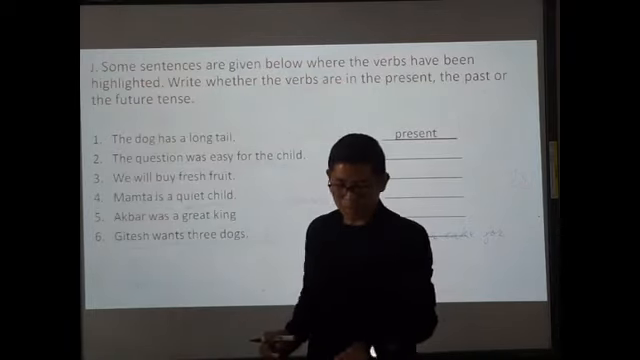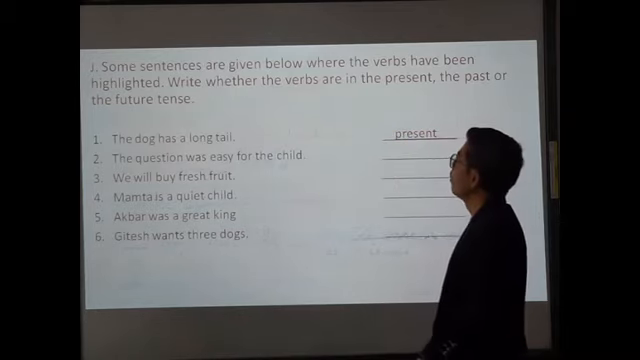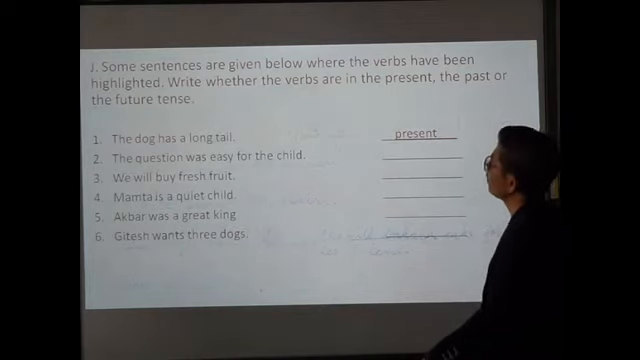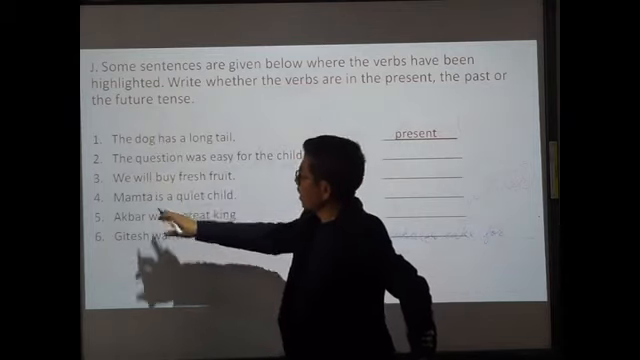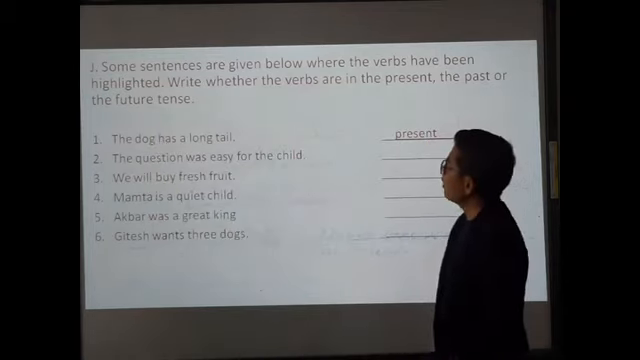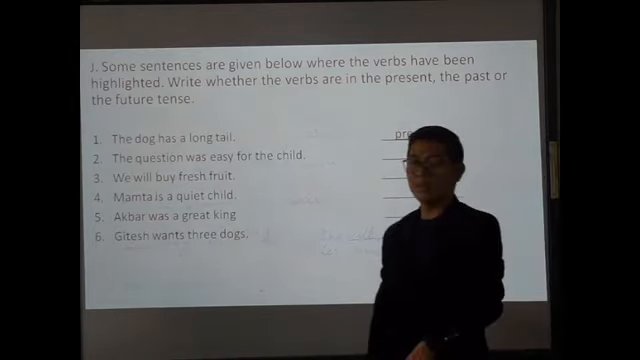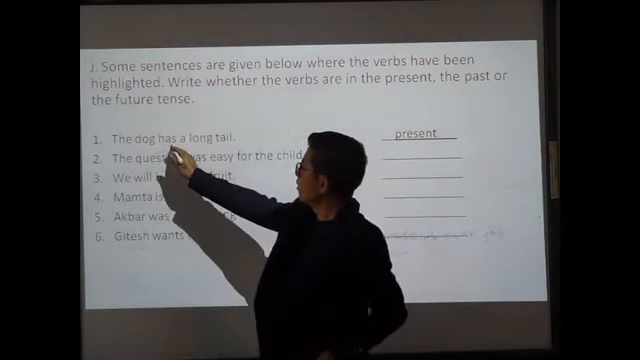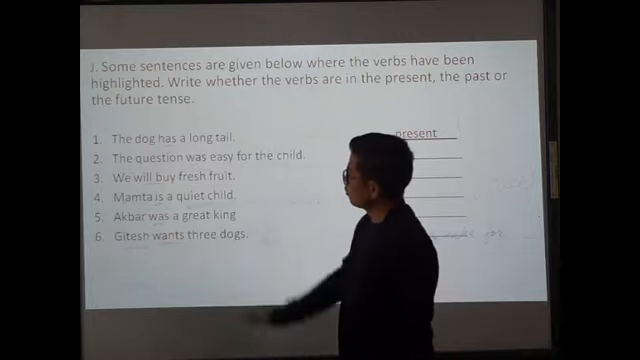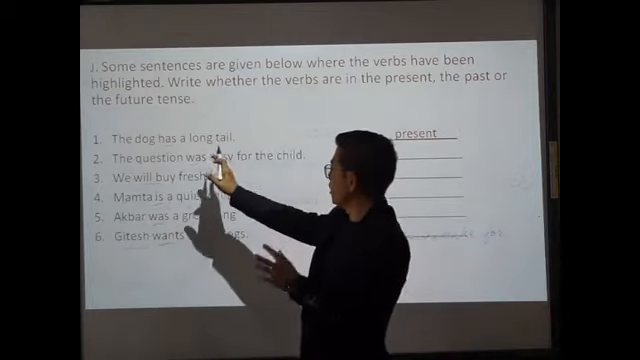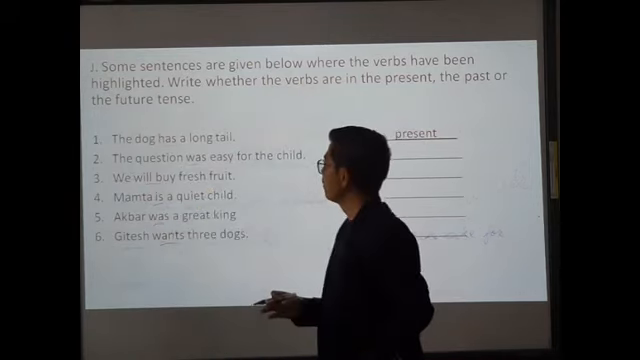Okay, so in J number the question is, some sentences are given below where the verbs have been highlighted. You can see all these which are in red color are verbs. Right? Whether the verbs are in the present, the past, or the future tense. So among these, you need to write whether the verbs are in present, future, or past tense.